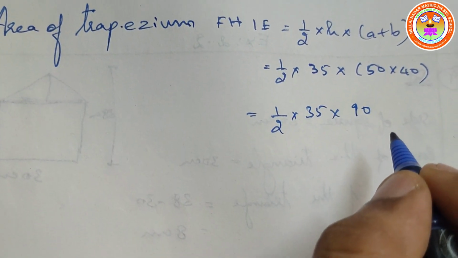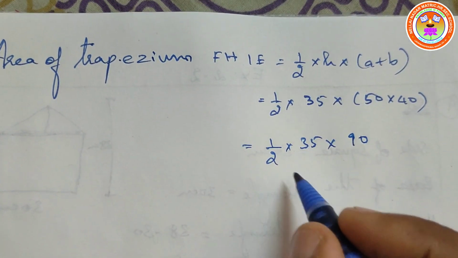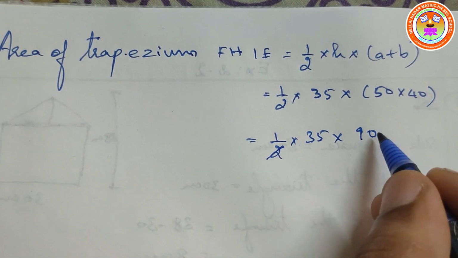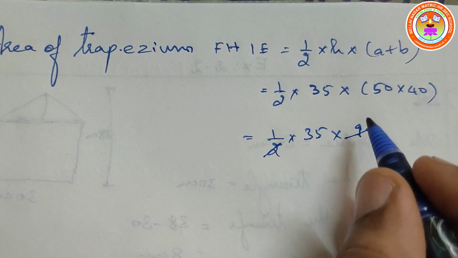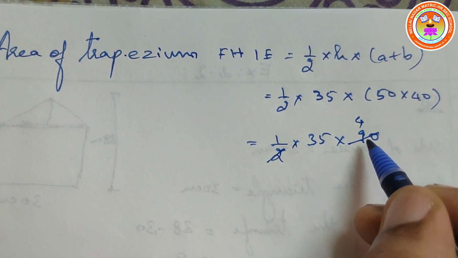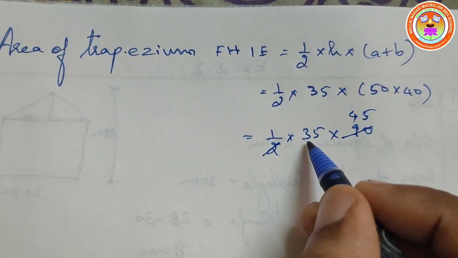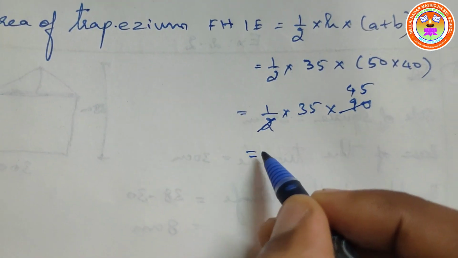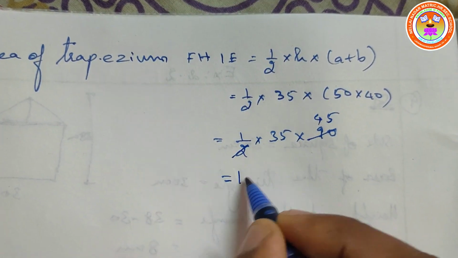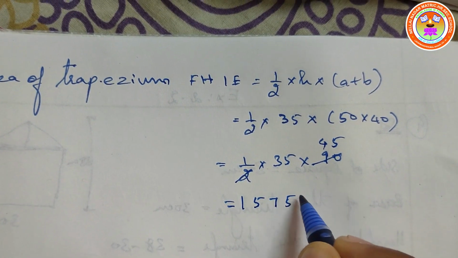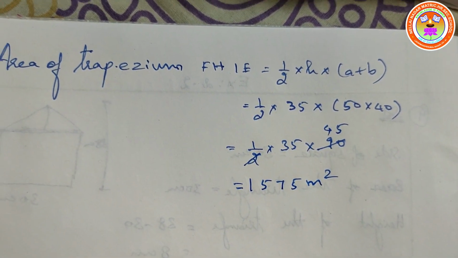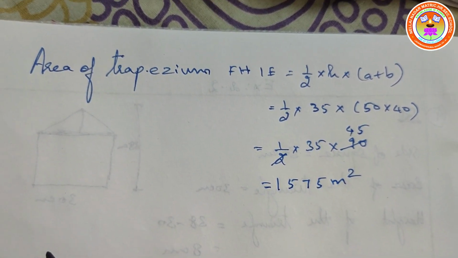So now you can cancel any of this. It is easy to cancel 2 and 90. 4 2s are 8, remainder 1 5. So 35 into 45. 35 into 45, 1575 meter square. Clear? Now we'll move on to the next.